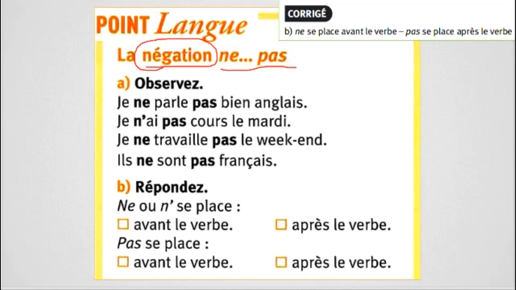La négation, ne pas. It means that when you want to say the other side, you can say ne pas. When you say, je parle bien anglais, it means I speak English very well. Je ne parle pas bien anglais means I don't speak English very well.